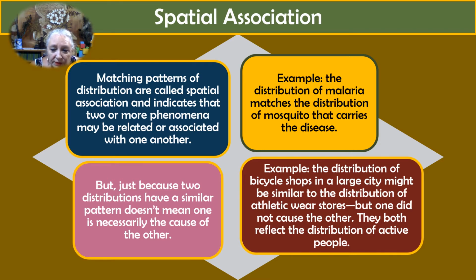Another example would be the distribution of bicycle shops in a large city. It might be similar to the distribution of athletic wear stores, but the athletic wear stores did not cause the distribution of the bicycle shops. What they reflect is the distribution of activity of the people who use the bike shops and who use the athletic wear stores.